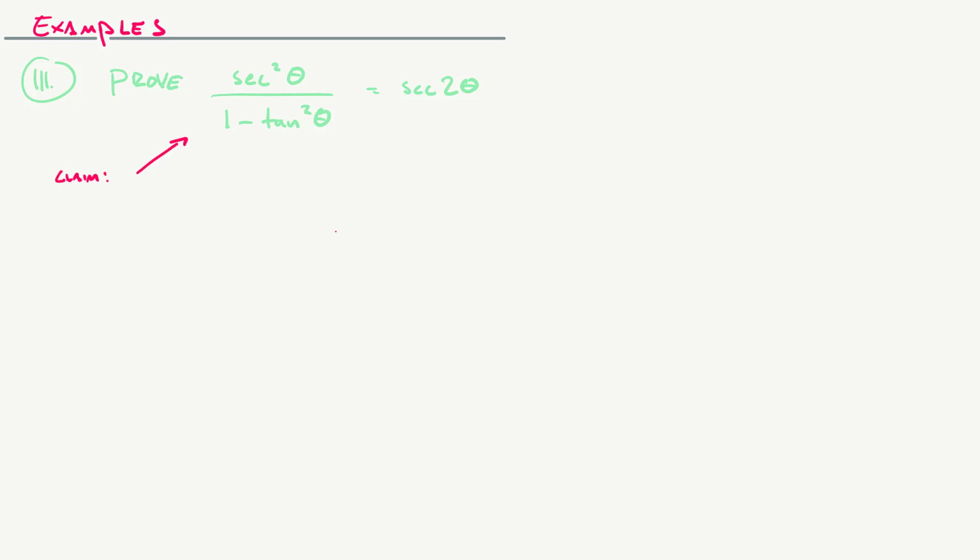Okay, so first we're going to claim that this is the case. Right, that's what we're trying to prove. And I'm going to start with the left-hand side. So secant squared theta over 1 minus tangent squared theta. First order of business is I want to get everything in terms of sine and cosine, basically. So I'm going to move the secant squared theta to the denominator as a cosine squared theta, and that's just by a reciprocal identity for secant.